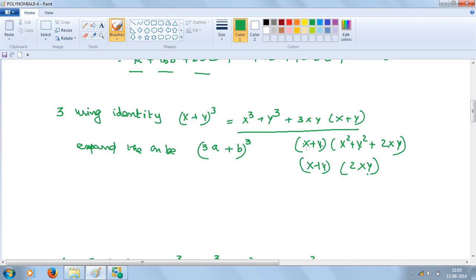In addition, you get x multiplied by y square and y multiplied by x square. This we can write as, that is, x multiplied by y square plus y multiplied by x square. This we can write as xy multiplied by x plus y. So here we get 2xy, here we get 1xy multiplied by x plus y. So we get 3xy into x plus y.